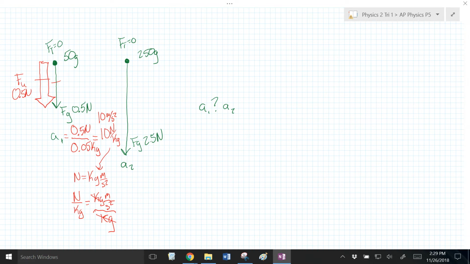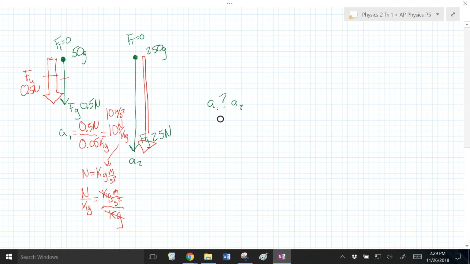This guy, 250 grams. Again, my Fu is going to be the same as the gravitational force. So when I calculate this acceleration, I've got Fu, 2.5 newtons, and I'm dividing by the mass, 250 grams, so that's 0.25 kilograms. 2.5 newtons divided by 0.25 kilograms. Hey, what do you know? 10 newtons per kilogram, which again is 10 meters per second squared.